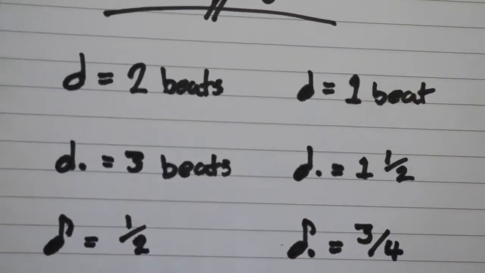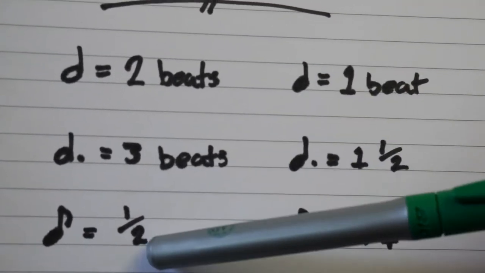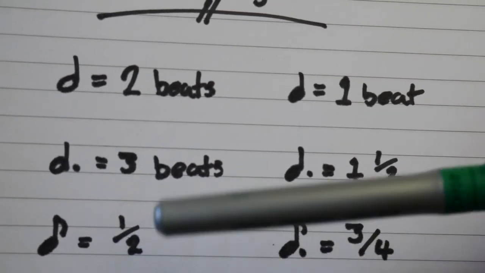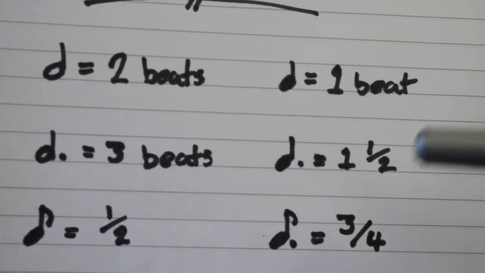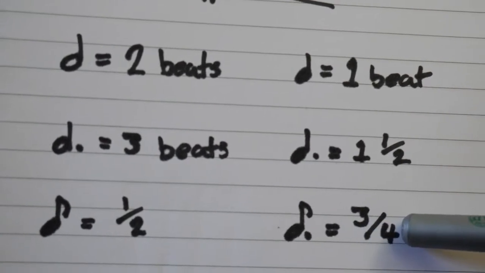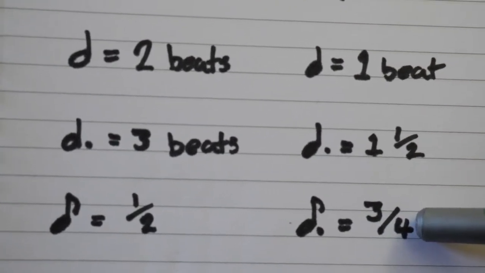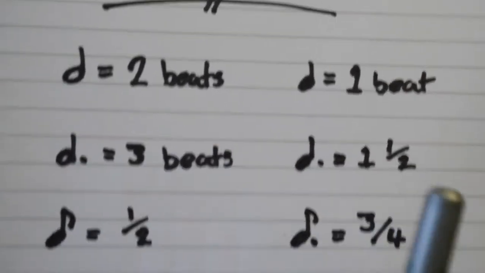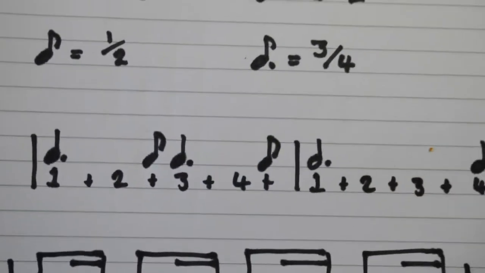Alright, so where that gets a little bit tricky is, for example, if we have a look at the quaver here. A quaver is normally worth half a beat. So if we add a dot to a quaver, it now becomes 3/4 of a beat, which is pretty tricky. Let's have a look at some examples and it'll make a little bit more sense.